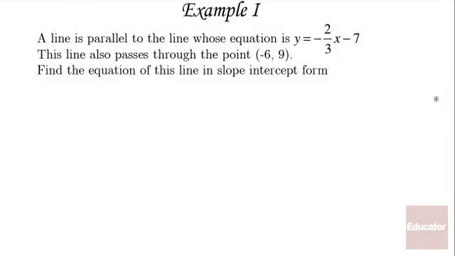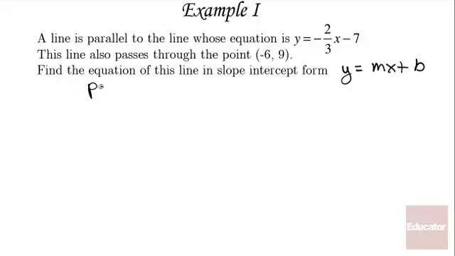A line is parallel to the line whose equation is y equals -2/3 x minus 7. This line also passes through the point -6, 9. Find the equation of this line in slope-intercept form. Slope-intercept form, y equals mx plus b. I am told, first off, that this line that I want to find in slope-intercept form is parallel to a line whose equation is given here. And this is also in slope-intercept form.